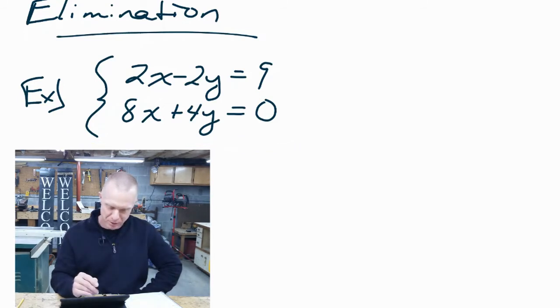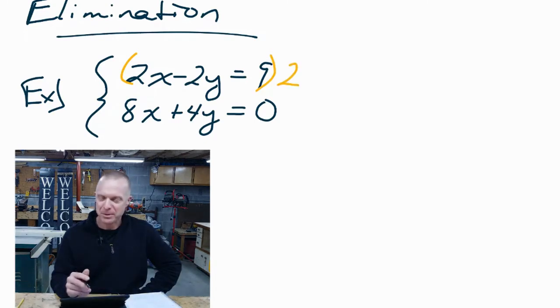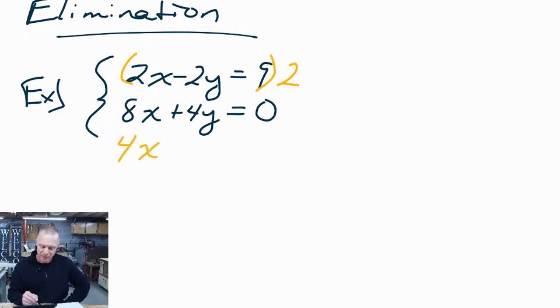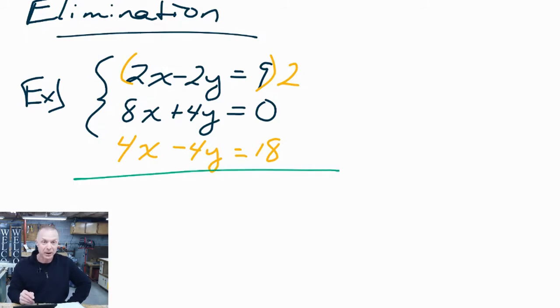So what do you think? If you multiply the top equation by 2, then you'll be able to make the y's be opposites. And so we get a nice little 4x, we get a nice little minus 4y, and we get 18. Don't forget to get 18. Sometimes kids will forget the constant, which is not a good idea.